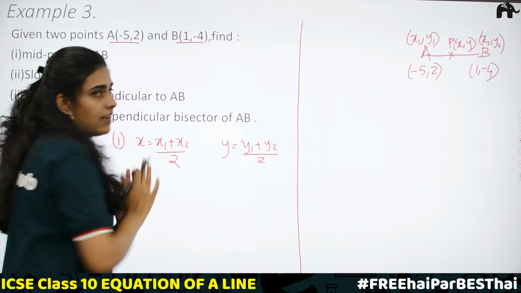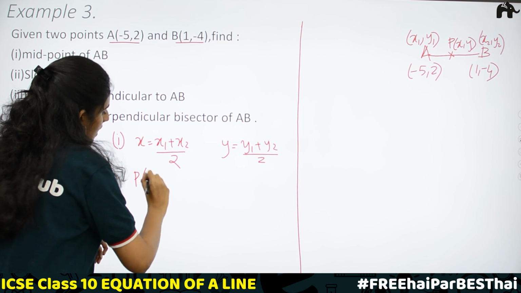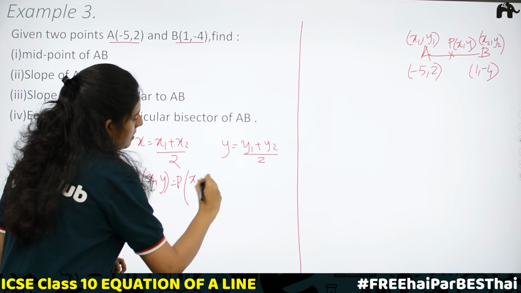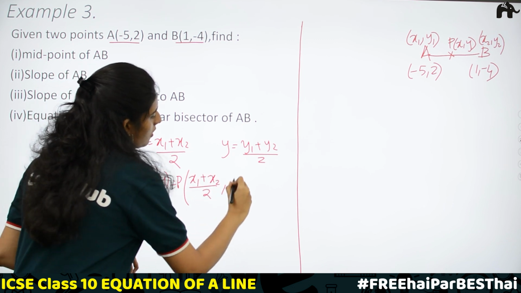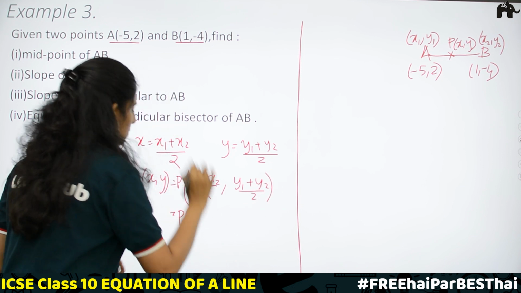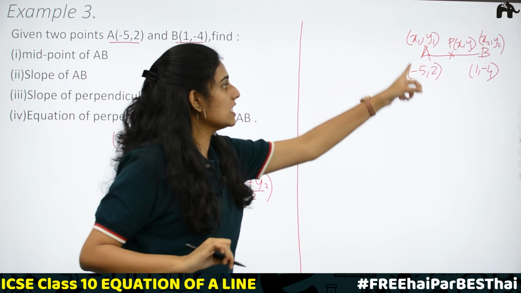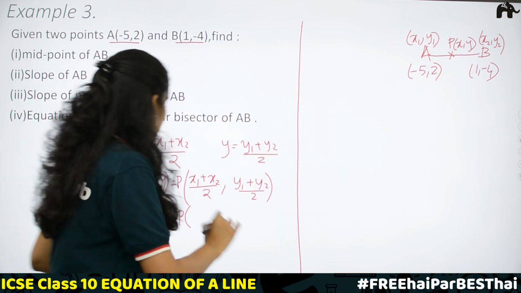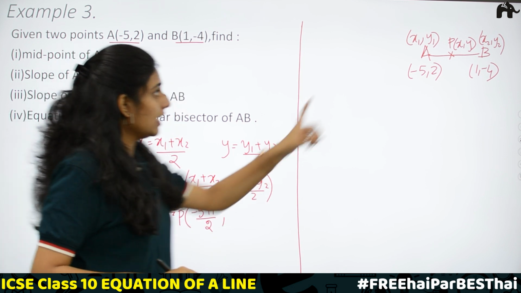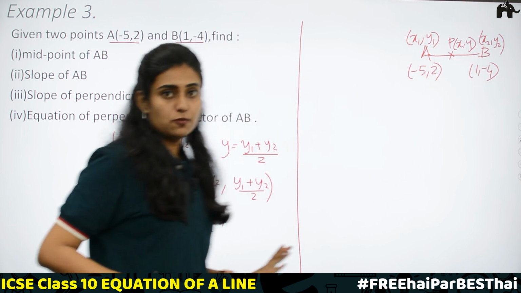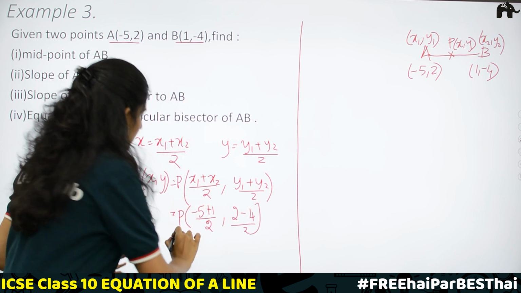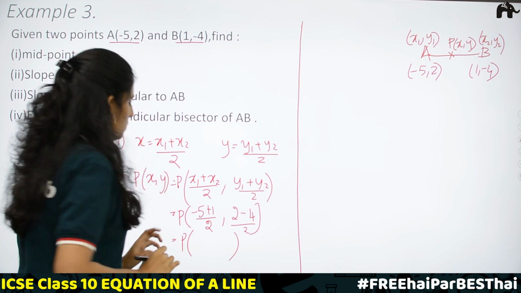Now put the values. For point P, x comma y is equal to x1 plus x2 divided by 2 comma y1 plus y2 divided by 2. Putting the values, what is x1 here? x1 is minus 5 and x2 is 1, so minus 5 plus 1 divided by 2. For the y coordinates, y1 is 2 and y2 is minus 4, so 2 minus 4 divided by 2.